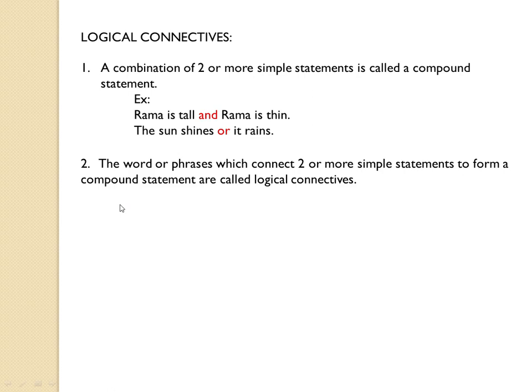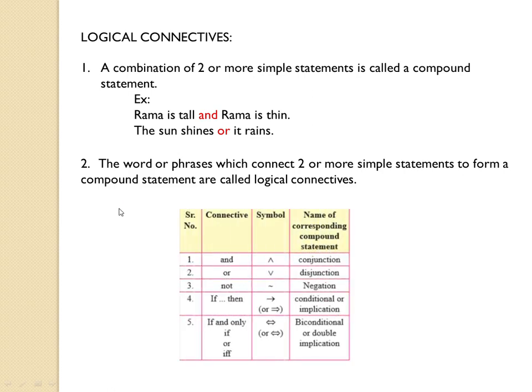The word or phrase which connects two or more simple statements to form a compound statement is called a logical connective. Now this is the chart of logical connectives. There are a total of 5 logical connectives. First logical connective is and, its symbol is a reversed V. Its name is conjunction. Second connective is or. Its symbol is V and its name is disjunction. Third connective is not. Its symbol is like this and its name is negation.